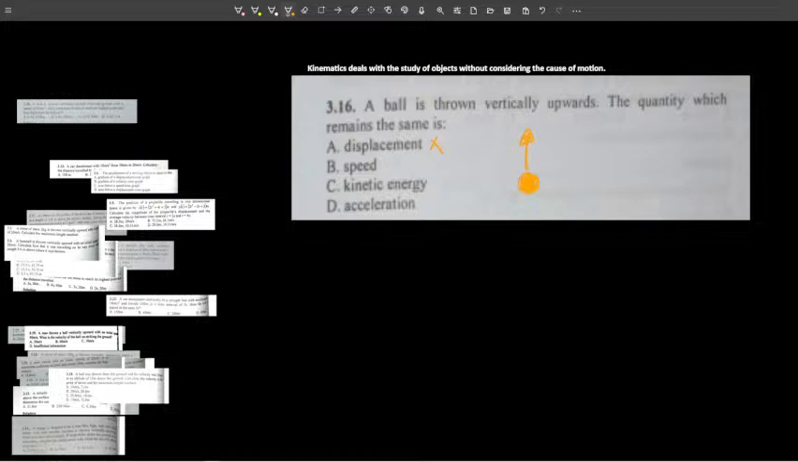Okay, does the speed change? We're looking for what will not change. The kinetic energy of the ball can change as well. Acceleration of the ball. Does the ball keep getting faster? Are we going to have a constant acceleration when the ball is going up?